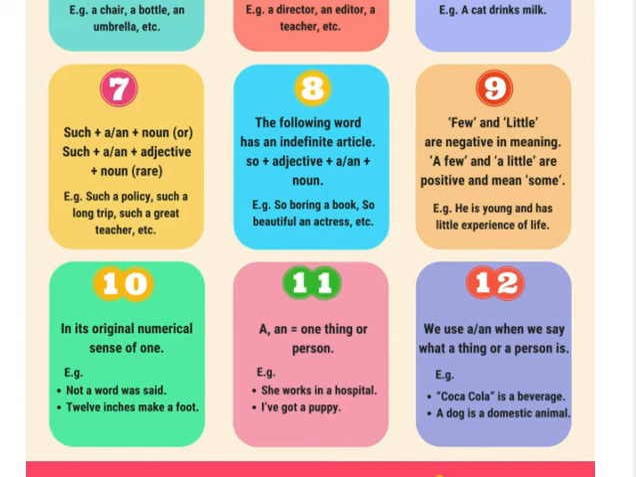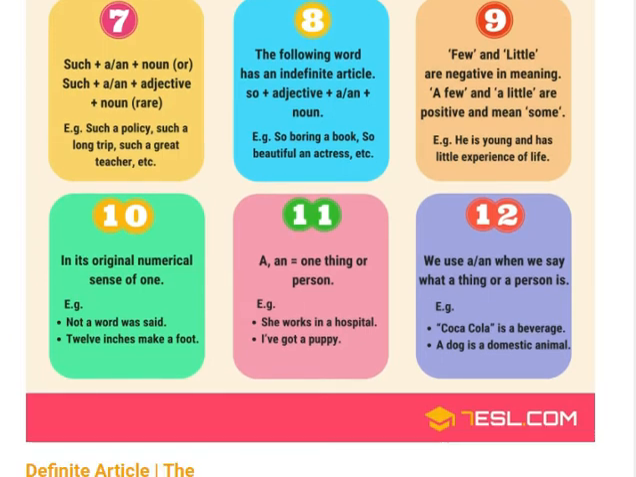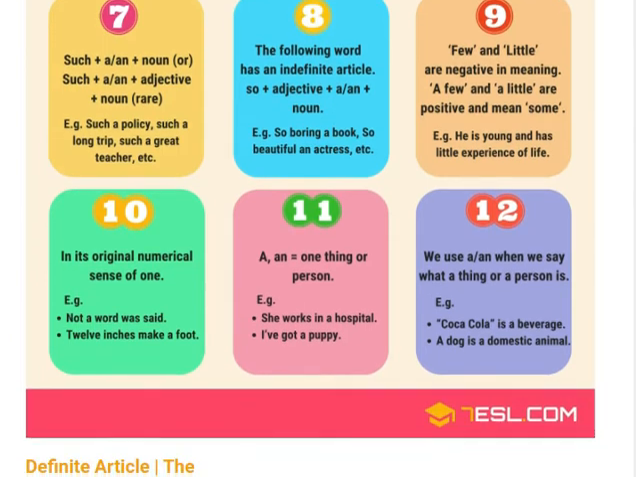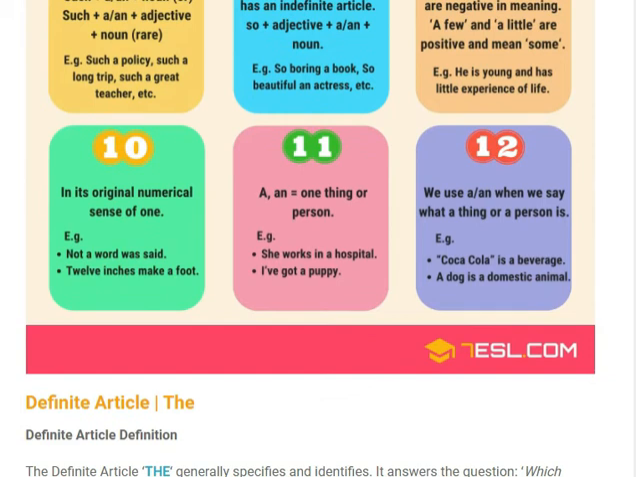We have that few and little are negative in meaning. A few and a little are positive and mean some. Example: he's young and has little experience in life. Little, of course, is negative. A or an can have the original numerical sense of one. Example: not a word was said. Twelve inches make a foot.